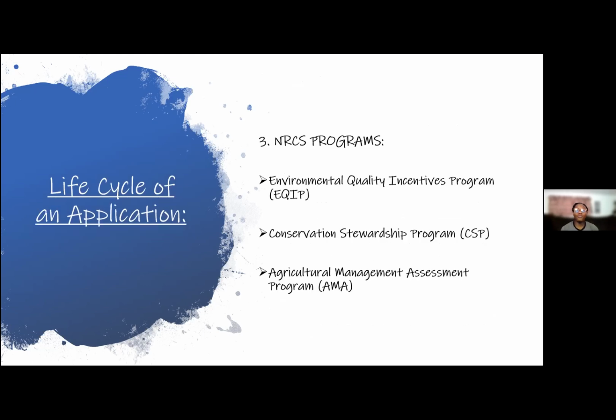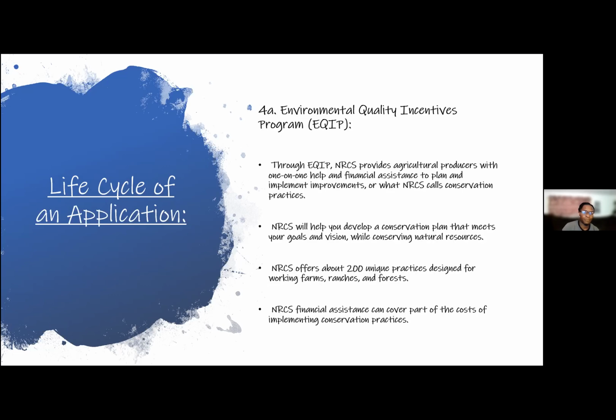So we're going to go over 3 of NRCS's more popular programs. There are more programs out there in the ether, but these are the 3 that tend to be more applicable, specifically in New England. So first being the Environmental Quality Incentives Program, or EQIP. You may have heard EQIP around. Next is the Conservation Stewardship Program, CSP. And then lastly, we'll have the Agricultural Management Assistance Program, or AMA.